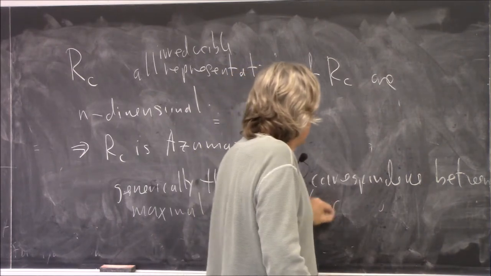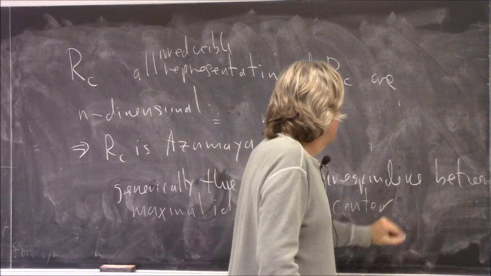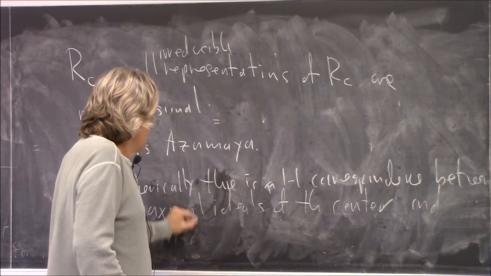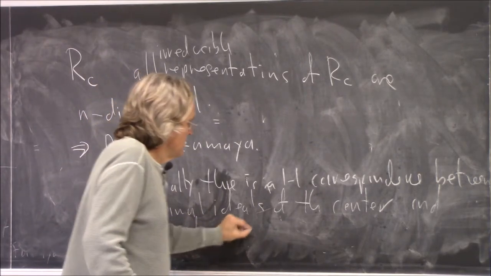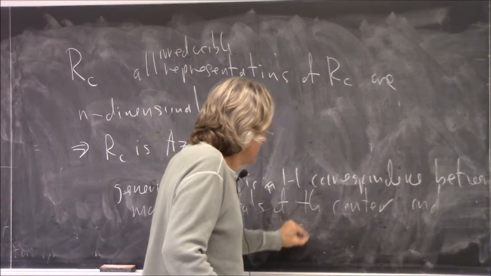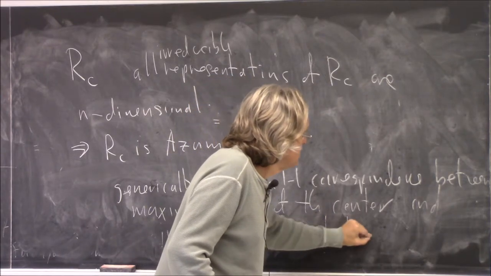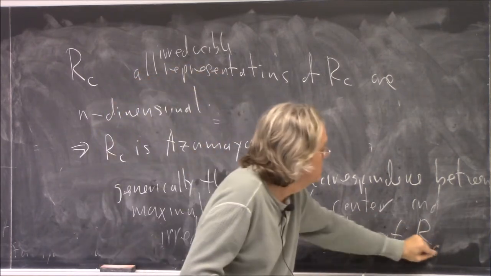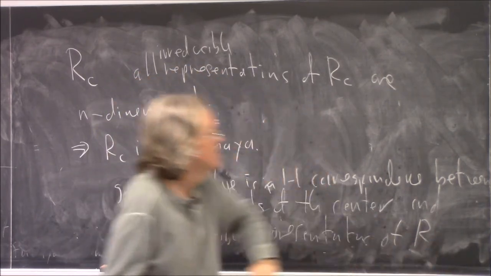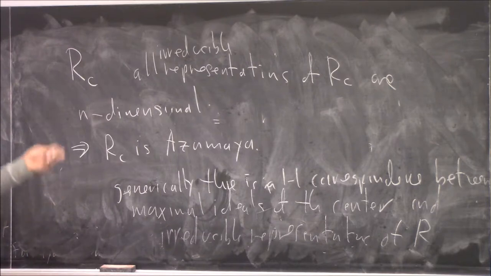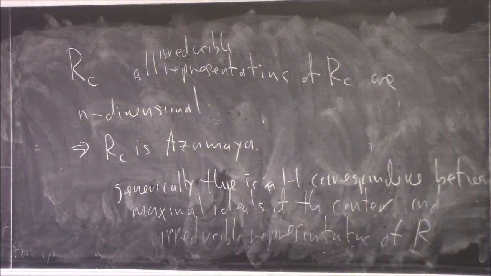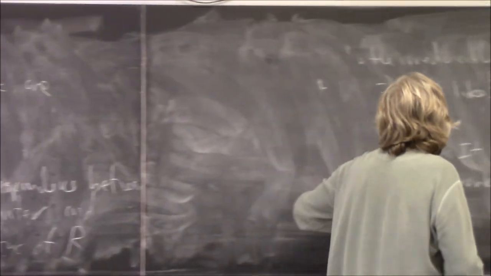of the center and irreducible representations of R_C. Well, of R, because what you're doing is just throwing out a meager set of the irreducible representations of the algebra.